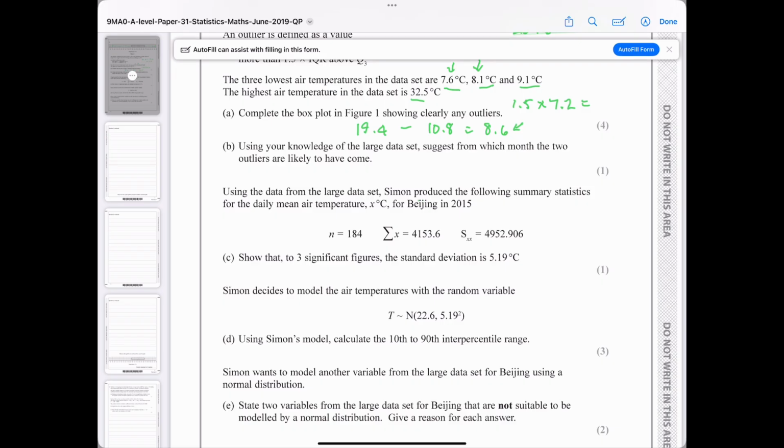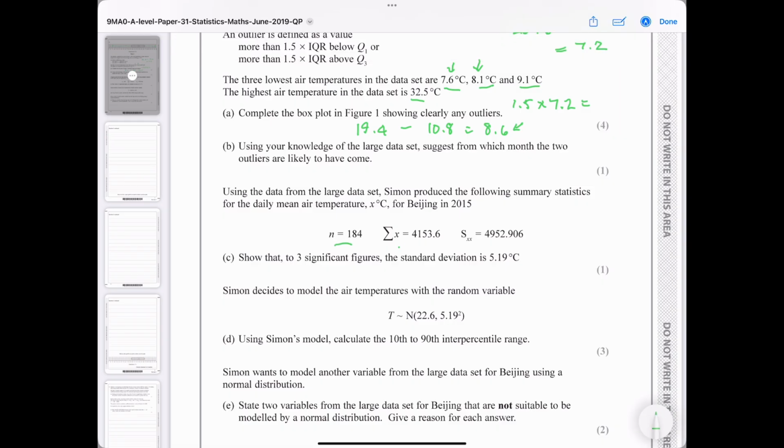Using data from the data set, Simon produced the following summary statistics. So the amount of days, that's the sum of all the temperatures, and that's the sum of all the temperatures. Anyway, show that to three significant figures, the standard deviation is 5.19 degrees centigrade.